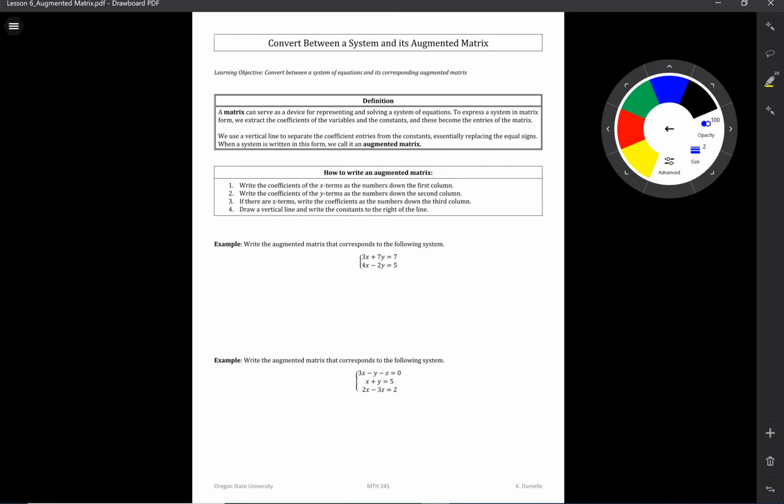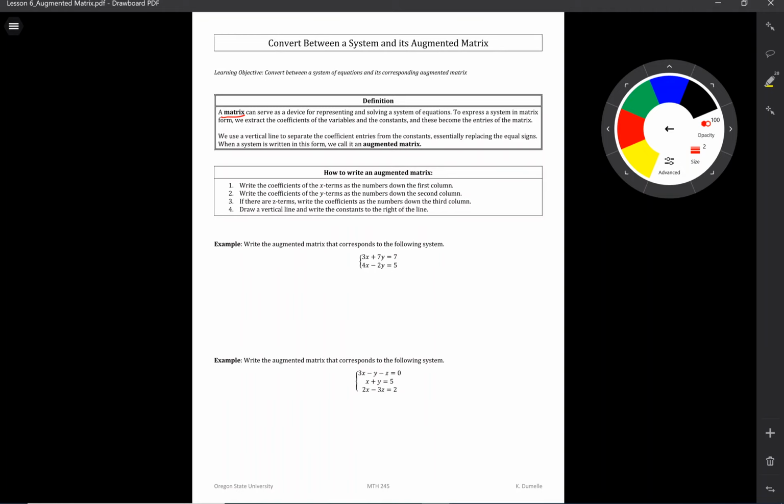All right, so let's get into matrices. What is a matrix? Well, it's basically just a box with numbers in it that represent different values for different numbers. We are going to use them, like I said, in systems of equations. So a matrix can serve as a device for representing and solving a system of equations. It actually can represent a lot of things, but this is what we're going to do first.